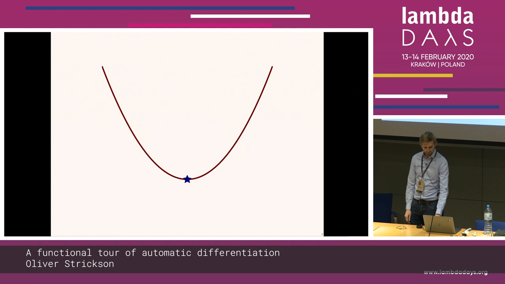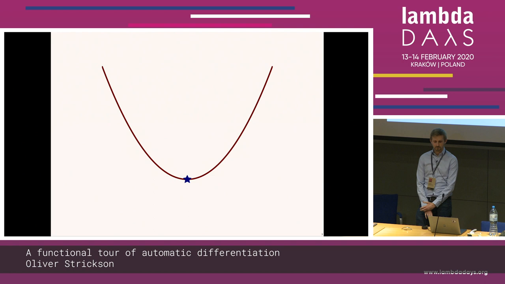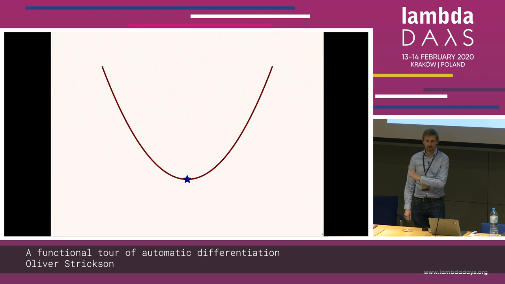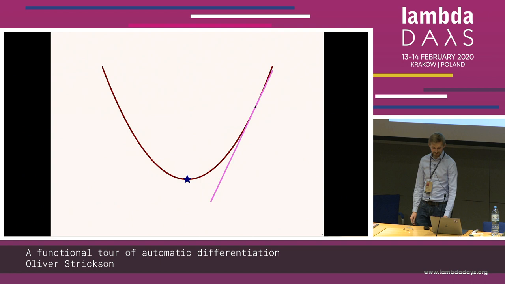So in data science and machine learning, you often find that you express your problems as an optimization. So optimization is quite an important tool in data science and machine learning. There's a function with a minimum, and we want to find it. And many optimization algorithms use this idea of following a gradient downhill until you reach the optimum.